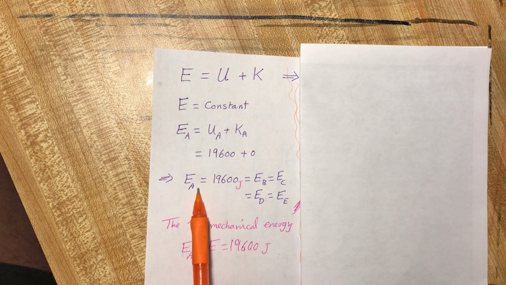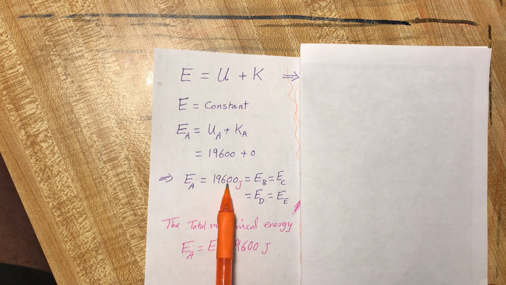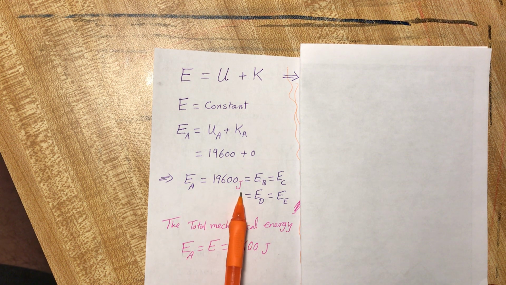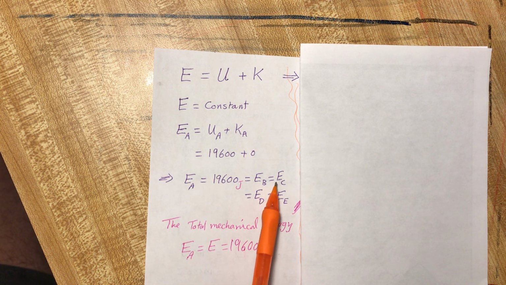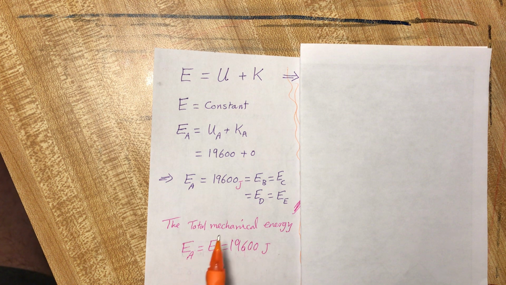Then the total mechanical energy is 19,600 joules, which is constant. At A it is equal to that at B, and at C, D, and E. It is constant. The total mechanical energy E at A is equal to E in general at any point, which is equal to 19,600 joules.